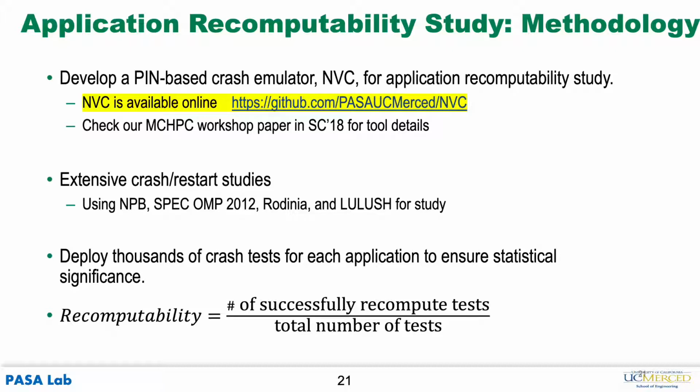Our application recomputability study contains a large number of HPC applications, including benchmarks from NPB, SPEC OMP, Rodinia, and the HPC application LULESH. To ensure statistical significance, we deploy thousands of crash tests for each application. The application recomputability equals the number of successful recompute tests divided by the total number of tests.